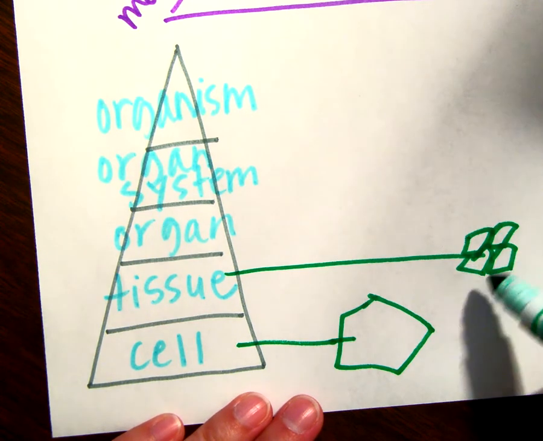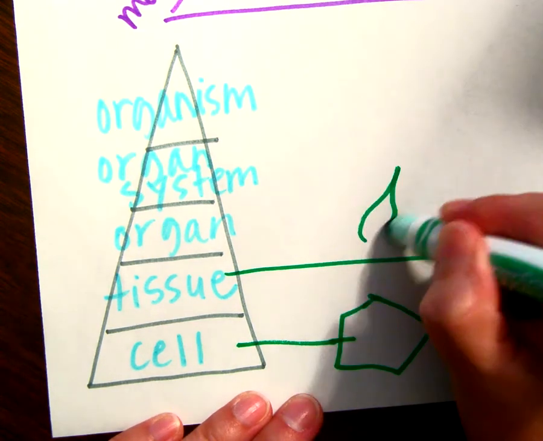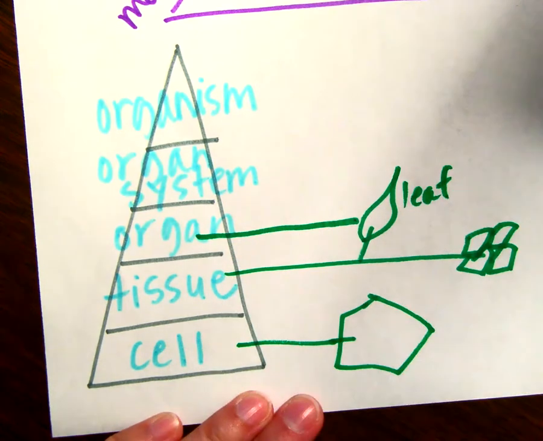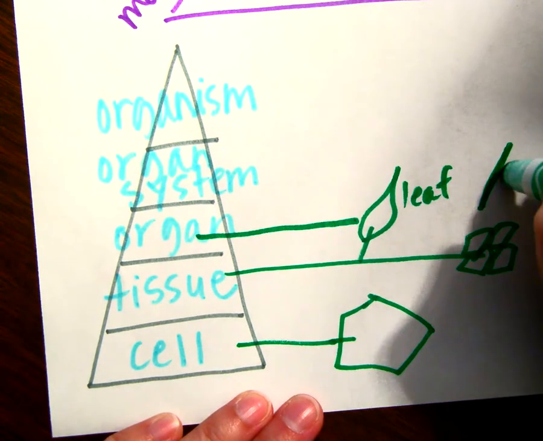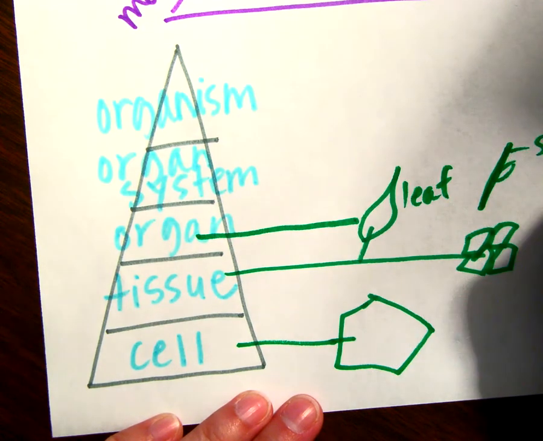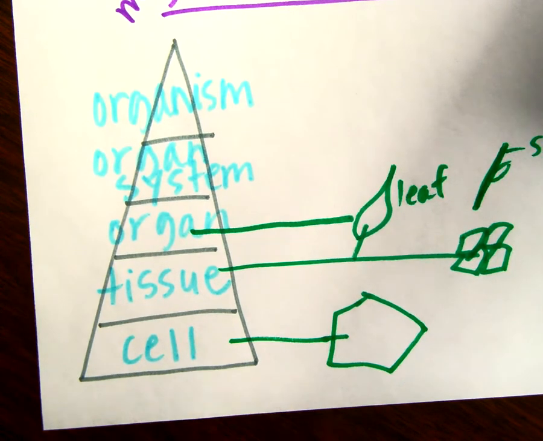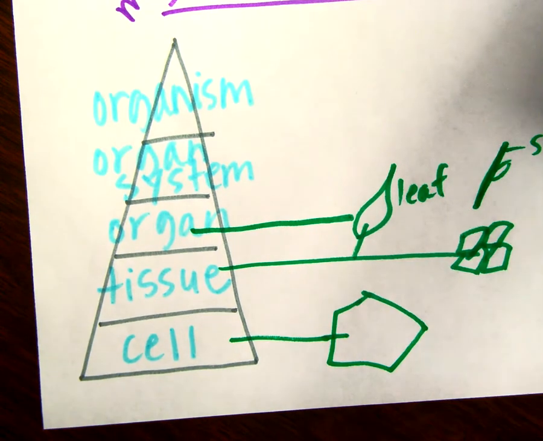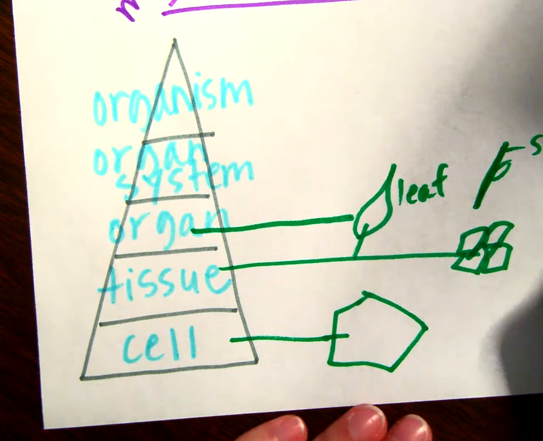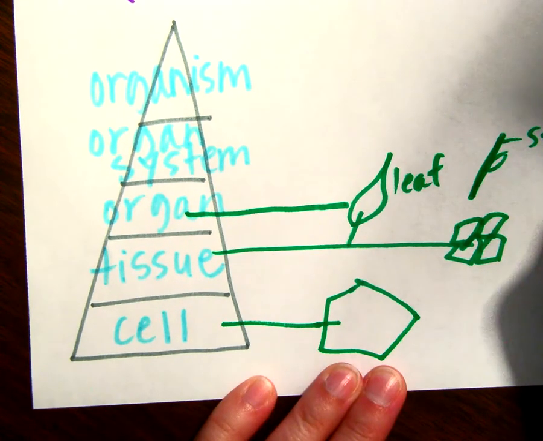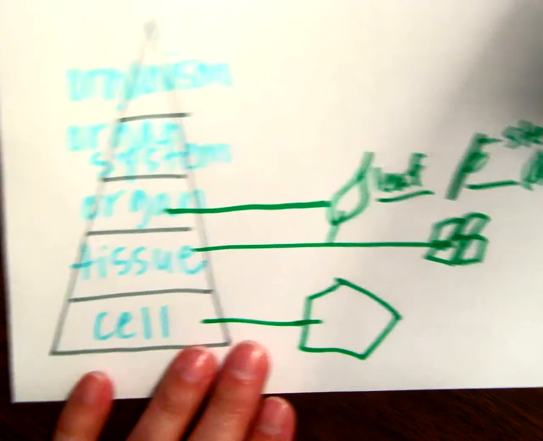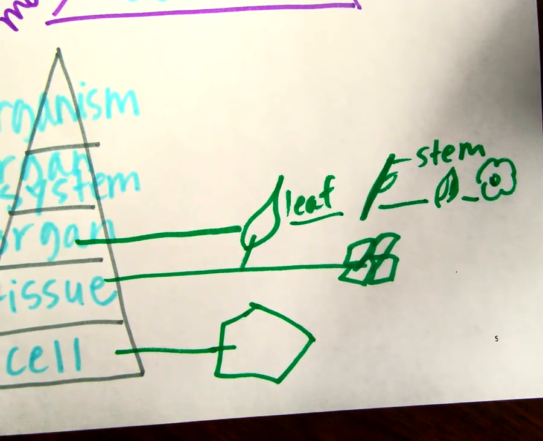When different types of tissues are working together, they can make things like the leaf, the stem of a plant, the little flower bud, where the flower hasn't come out yet, the flower itself. Okay, these are all organs, different organs of a plant.